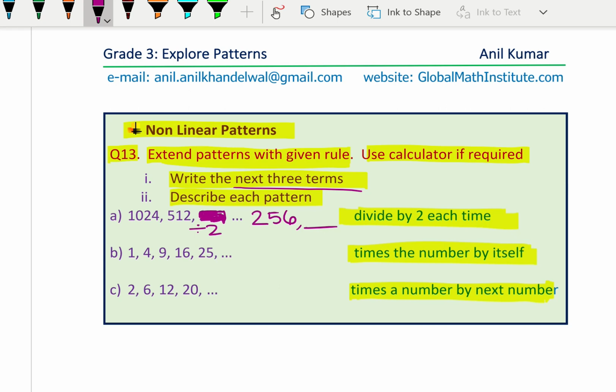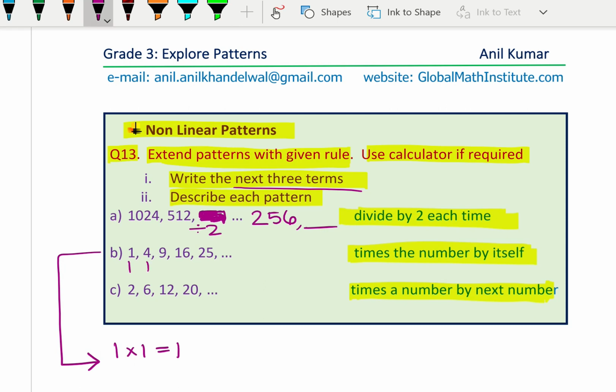The second pattern here is what? Times the number by itself. Well, what does that mean? Times the number by itself. So first number, 1 times 1. Do you see? That is equal to 1. That is the first number, right? So let me write it slightly more clearly. 1 times 1 equals to 1. So that is our first term, right?